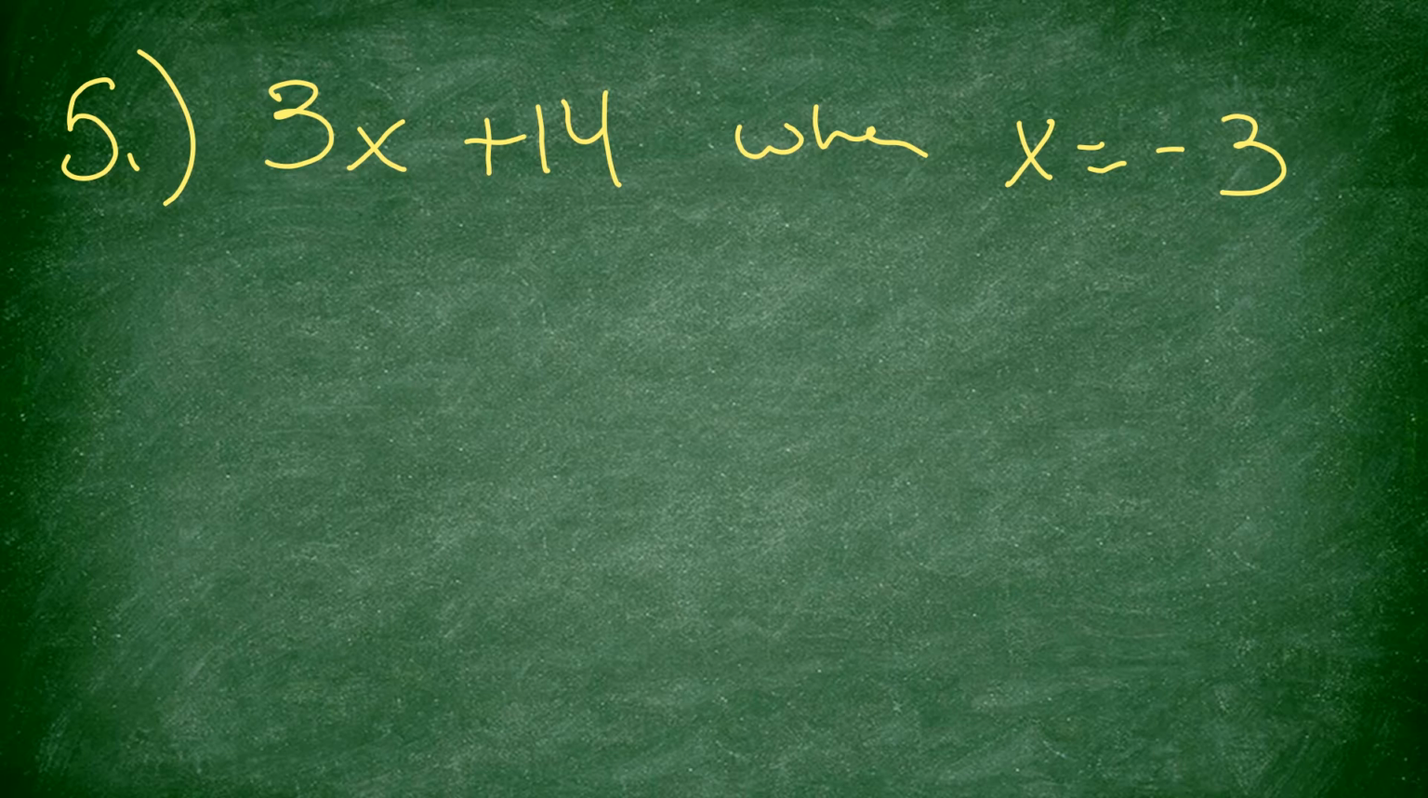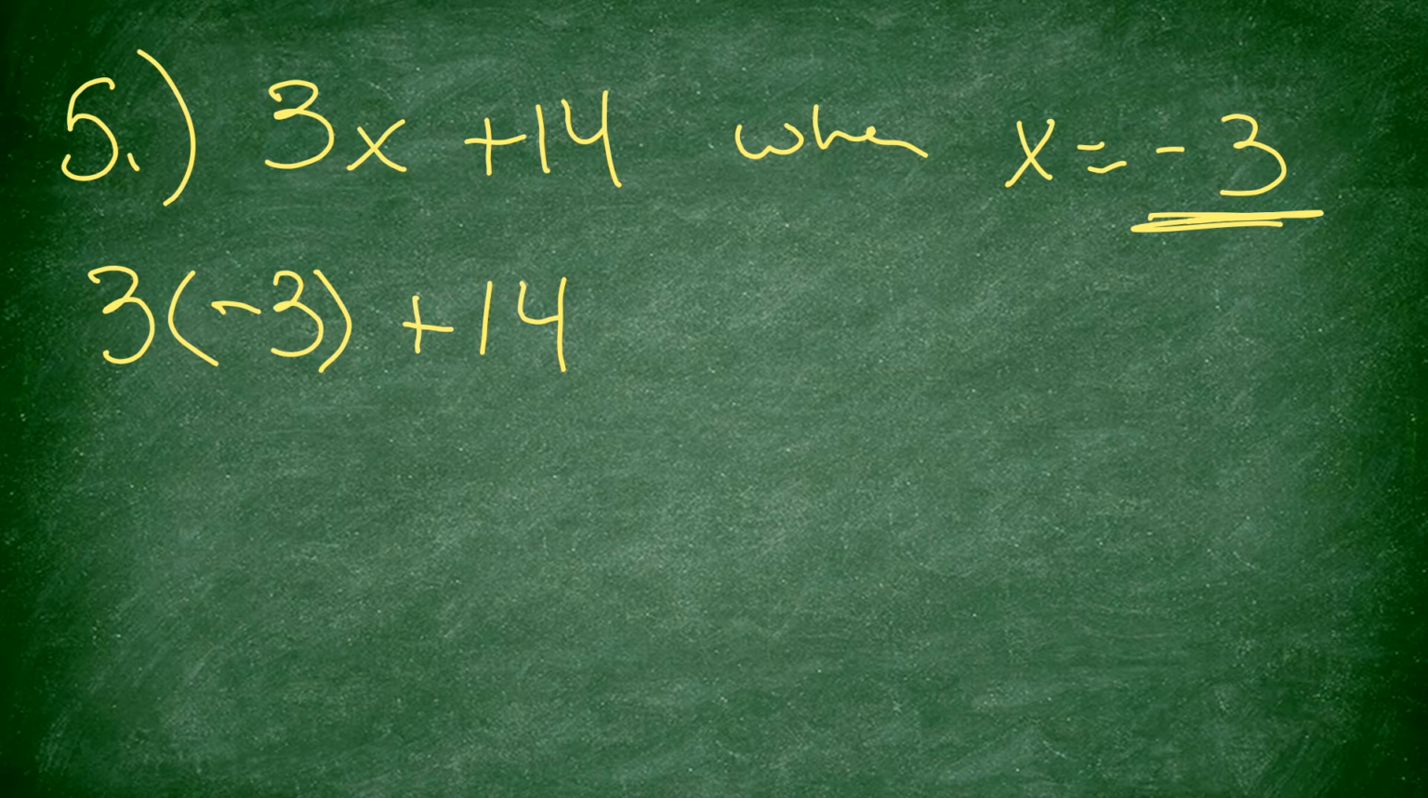Alright, number 5, very similar. 3x plus 14 when x equals negative 3. So instead of x, I'm going to write empty set of parentheses. Alright, he got hurt. He's gone. Now, who's the backup? Negative 3. Negative 3 takes his spot.